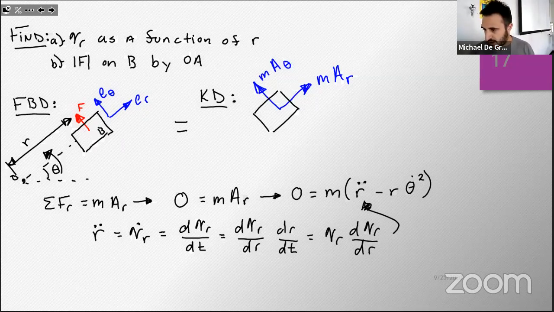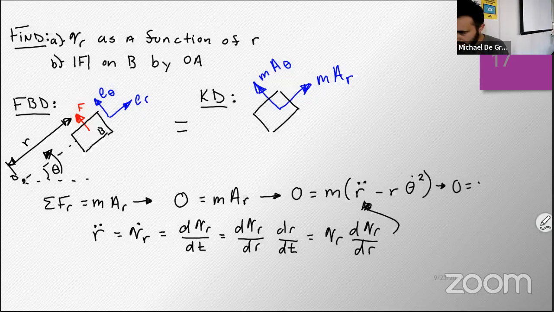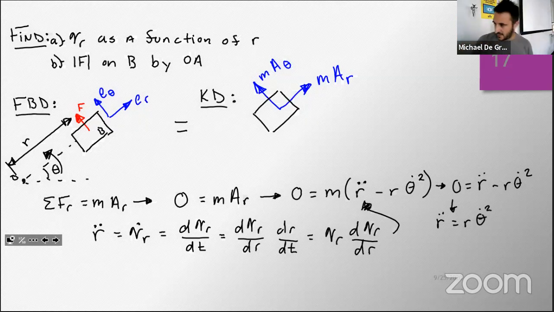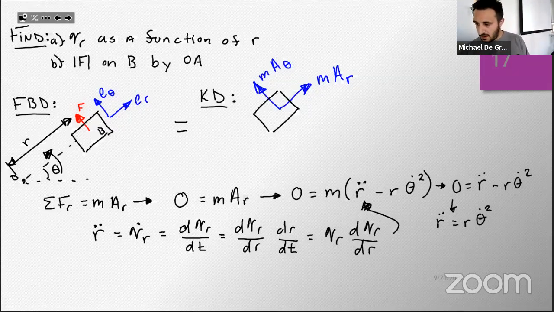If I divide through by M, I'll get 0 divided by M is 0, and I'll be left with just R double dot minus R theta dot squared, right? So I can say that 0 is equal to R double dot minus R theta dot squared. And then I can say that R double dot is equal to R theta dot squared, right? Everybody following me on that? We're just solving this 0 is equal to MAR equation and reducing it down. So now I have an expression for R double dot that I'm going to plug in. Instead of plugging it in there, why don't we plug it in here?